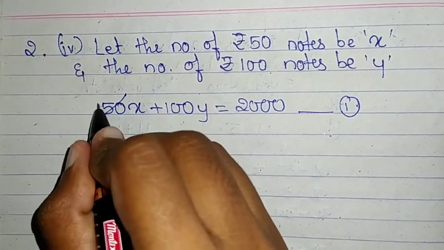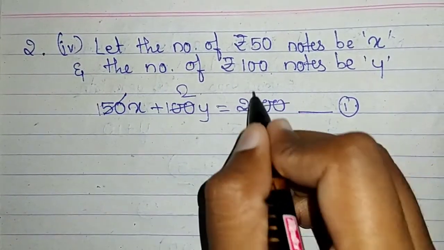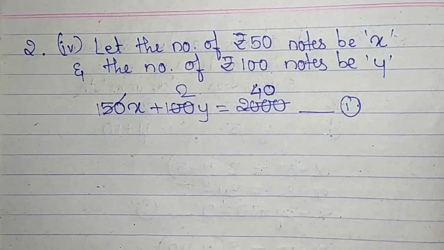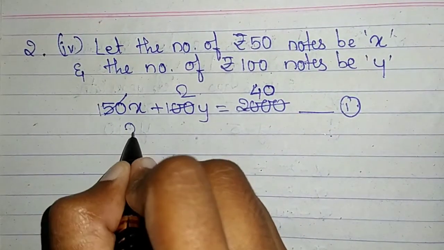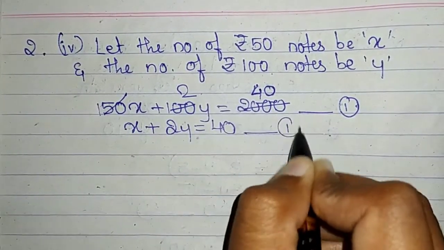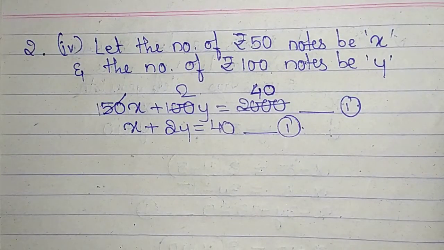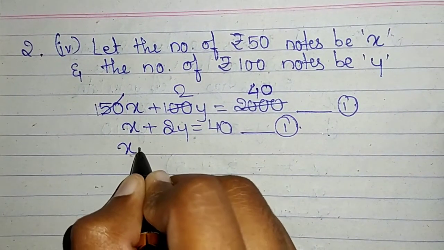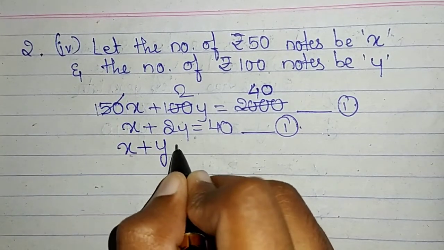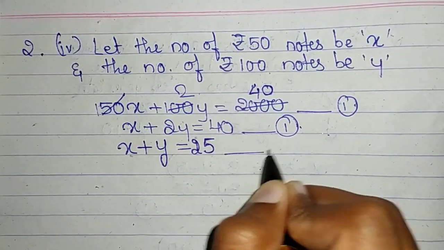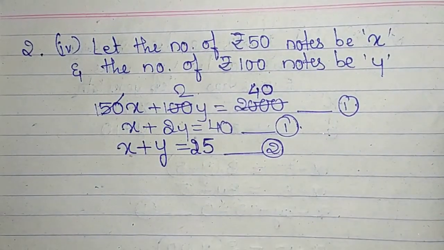We can reduce it. 50 ones are 50, 50 twos are 100, 50 40s are 2000. So now the equation has been reduced to x plus 2y is equal to 40. Once again, we can name it as equation 1. Similarly, the second part of the question says she got 25 notes in total. That means the number of 50 notes plus number of 100 notes, she got 25 notes. The total notes she got is 25. This is our second equation.